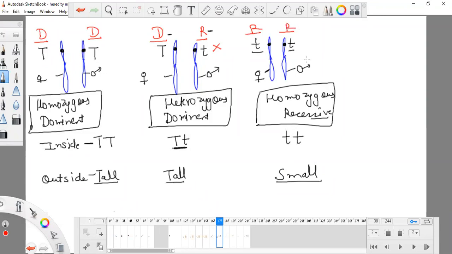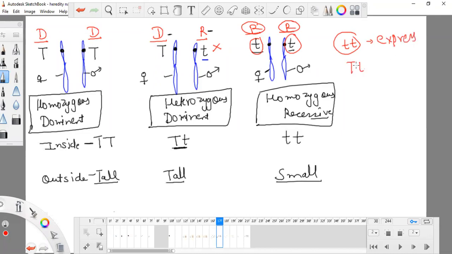Okay, these two are recessive. So the exact reason is that the recessive small t cannot express itself here, but this small t is able to express itself only when both of them are recessive. You can see both of them are recessive. That's why when tt come together, they can express themselves.